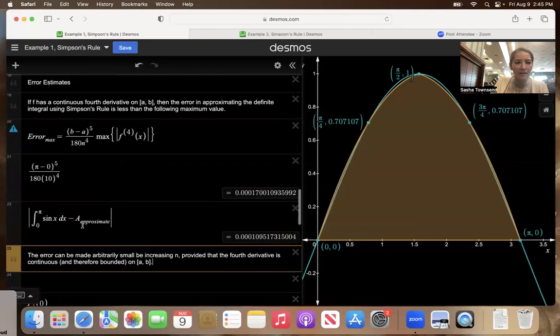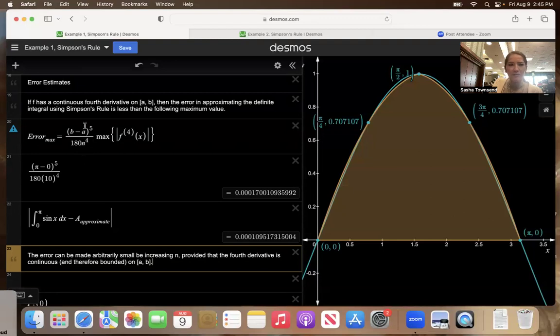We look at the difference between the actual area and the approximate area with n equals 10. We've got an error that's actually 0.000109.5-ish. And the maximum error was 0.00017. So we were able to make that error smaller by taking the number of subintervals to be larger. And we can make that error as small as we want, essentially, by taking our n large enough.